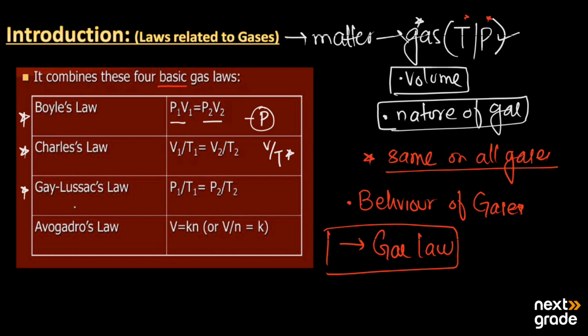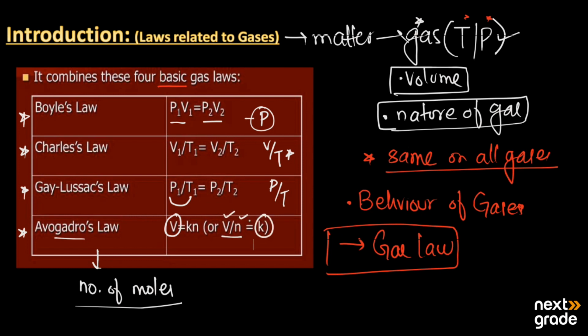The third is known as the Gay-Lussac law. In this, we study the relationship of pressure and temperature, which is P over T. The fourth is Avogadro's law, which is related to the number of moles of the gas. When we change the number of moles of the gas, what will be the effect on the volume? It is denoted as V over N. The ratio of volume to number of moles of the gas is equal to a constant value. These are the laws that have been explained by different scientists.